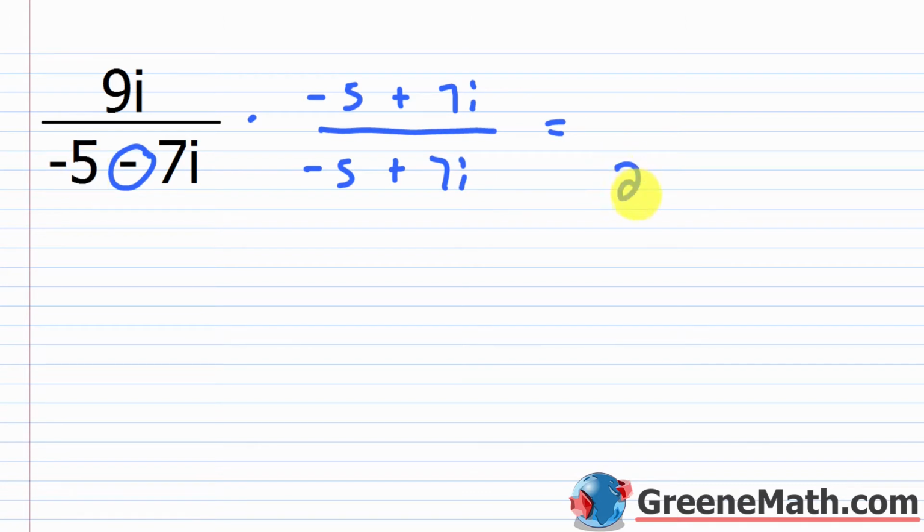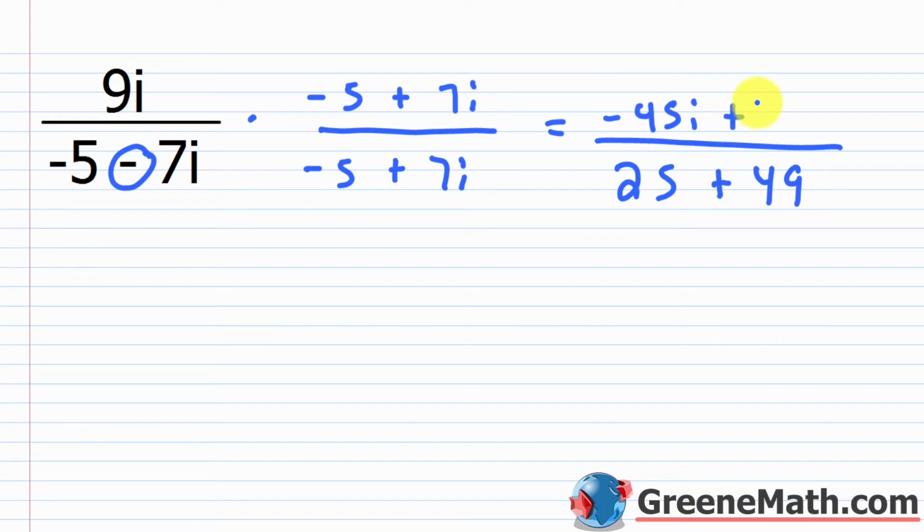If I square that, I get 25. Then plus b is 7, and 7 only. If I square 7, I get 49. And you can pause the video and verify that for yourself, but that is what you get. Remember, i times i is i squared, and that represents -1. Okay, so that's why you get a different sign. In the numerator, 9i times -5 is -45i. Then we have 9i times 7i. That would be plus 63i squared.